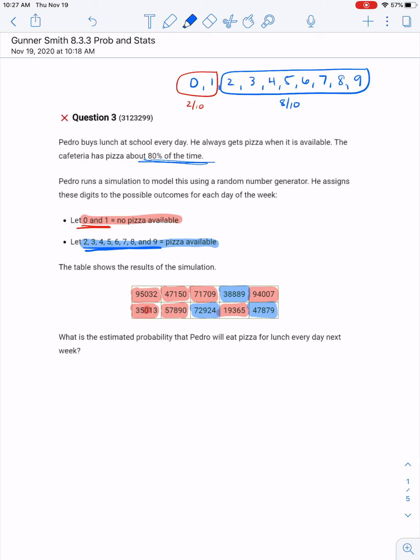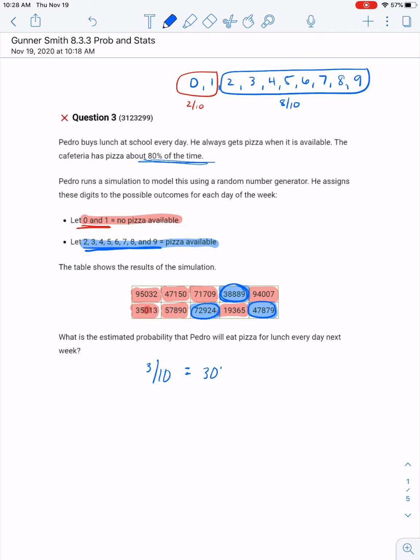Then it says, what is the estimated probability that Pedro will eat pizza for lunch every day next week? So for all 5 days, in this box I just circled in blue, all 5 days pizza was available. In this box, all 5 days pizza was available. In this box too. So 3 out of 10 of the simulations would show that pizza is available every day. So 3 out of 10, that would be our fraction.